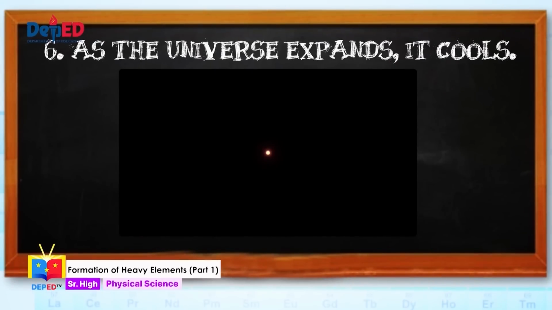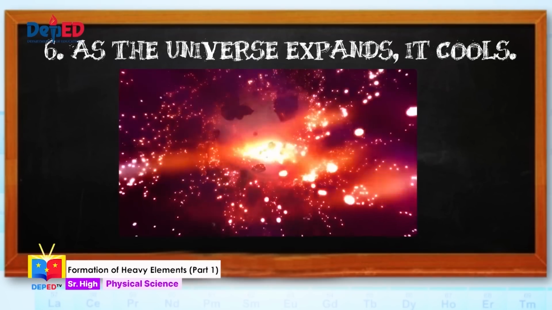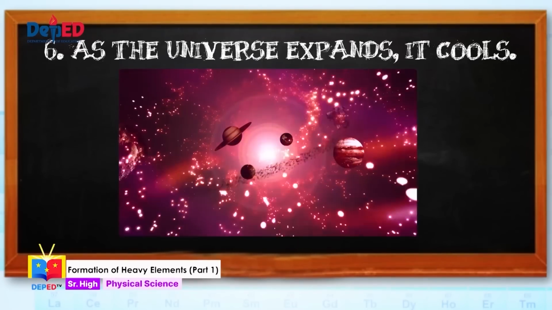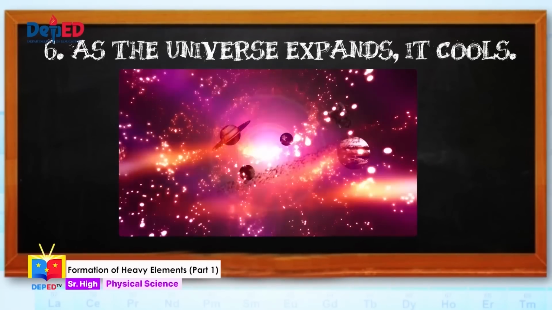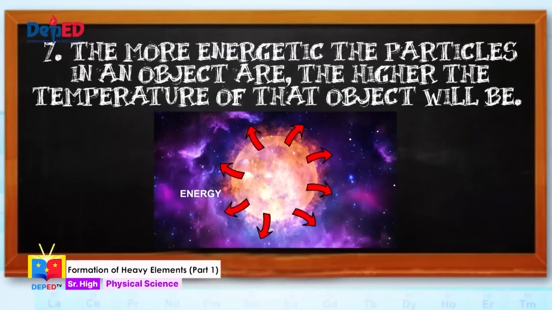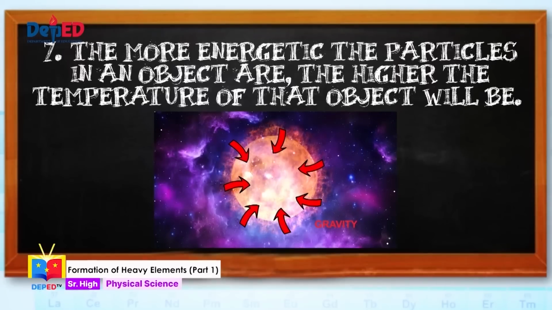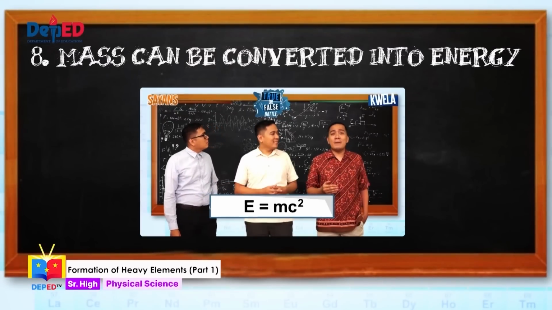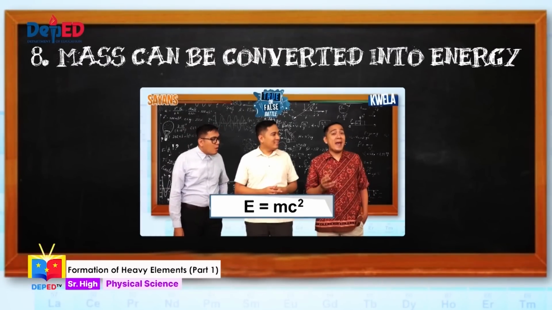Number 6. As the universe expands, it cools. This tells us that the universe was hot before, hot enough to energize particles to combine and collide. But as time went by, it became cooler and cooler. Number 7. The higher the energy of the particles in an object, the higher the temperature of that object will be. Number 8. Mass can be converted into energy.